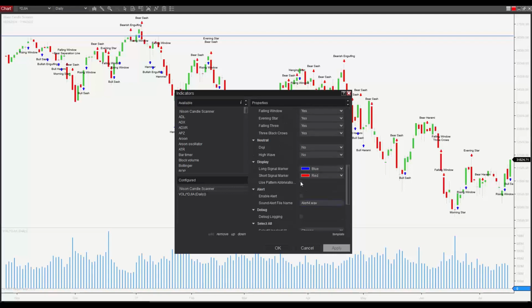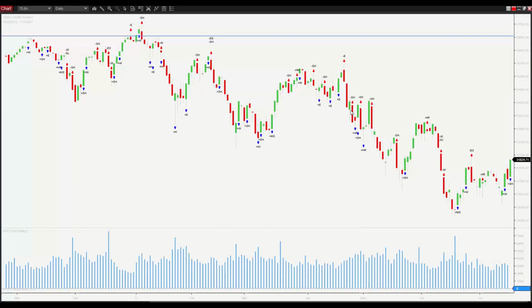I'm going to go back. I'm going to put my abbreviations back on. I'm going to click apply, hit OK, and I'm back to the chart. So now it's back to having abbreviations. I took off all of the high wave candles. I took off all of the doji, and I have a cleaner chart.